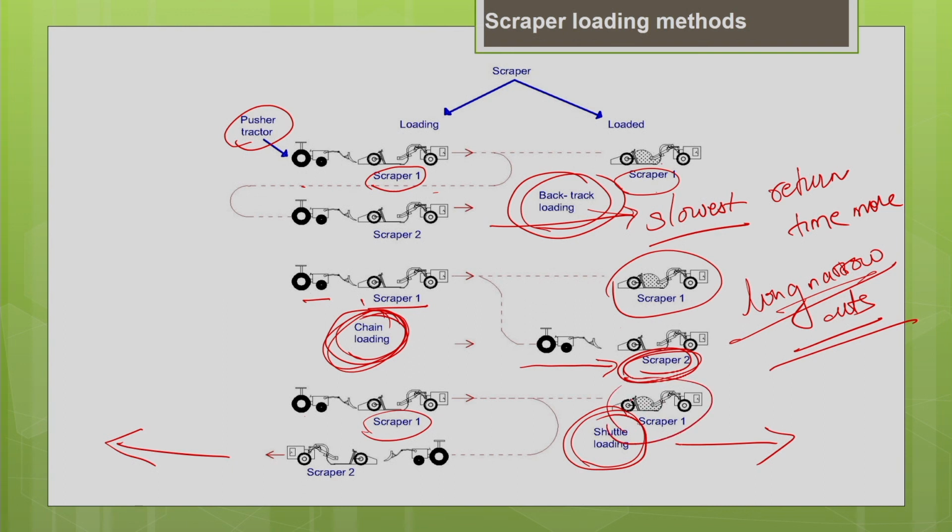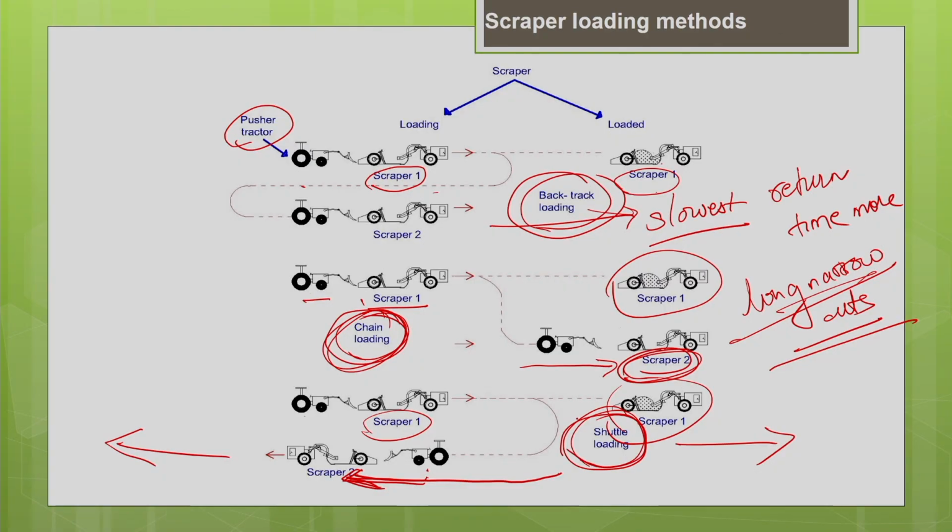After that, your pusher is getting detached from the scraper 1 and it starts pushing another scraper in the opposite direction. That means you have scrapers moving in both the directions in this particular site, because we have fill areas in both the directions. So in that case you can go for shuttle loading. Here also return time is reduced, so the cycle time is reduced.